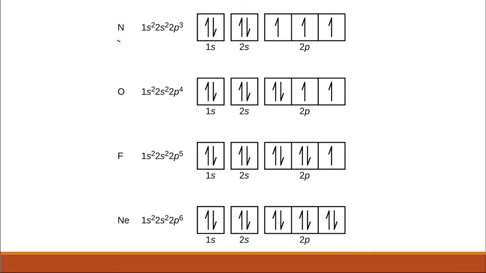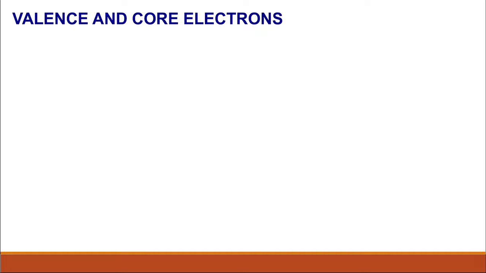Moving on, nitrogen, 2p3, has three unpaired electrons. Oxygen has four electrons in the p orbital, so now the fourth one will start to pair with one of the electrons. Then fluorine, which is 2p5, has two paired, and then neon is going to have six paired electrons.